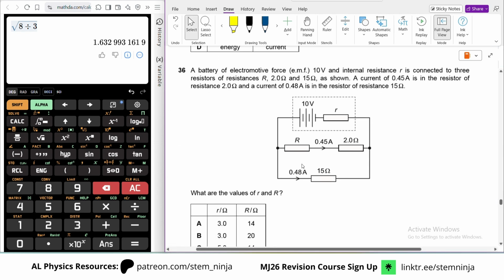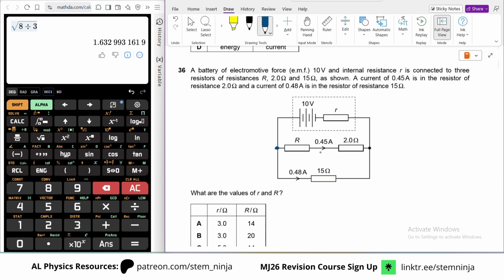A battery of electromotive force EMF 10 volts and internal resistance r is connected to 3 resistors of resistances R, 2 and 15 ohms as shown. A current of 0.45 amps is in the resistor of resistance 2 ohms and a current of 0.48 amps is in the resistor of 15 ohms. What are the values of r and capital R?